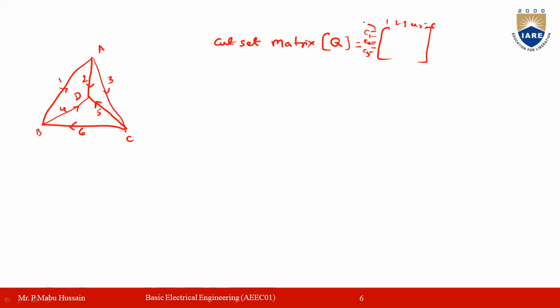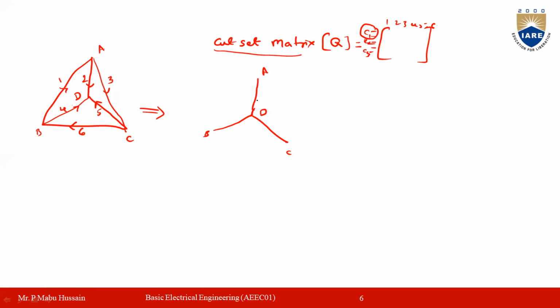Now how can you form one cut set? For forming the cut set matrix also, first you have to select one tree. Same as before, you select one tree, this one. This is one tree, which has all the nodes of the original graph but no closed path.